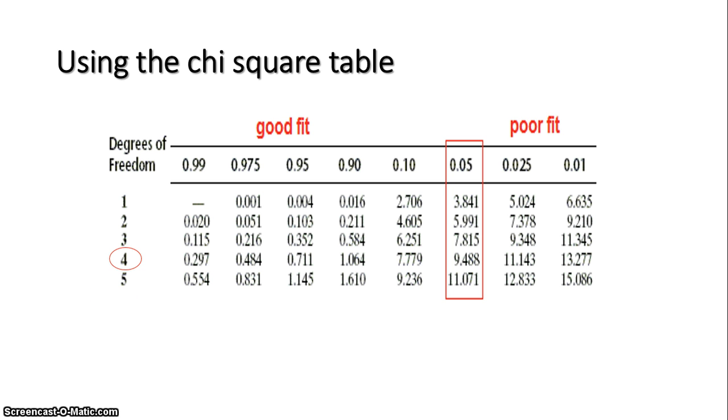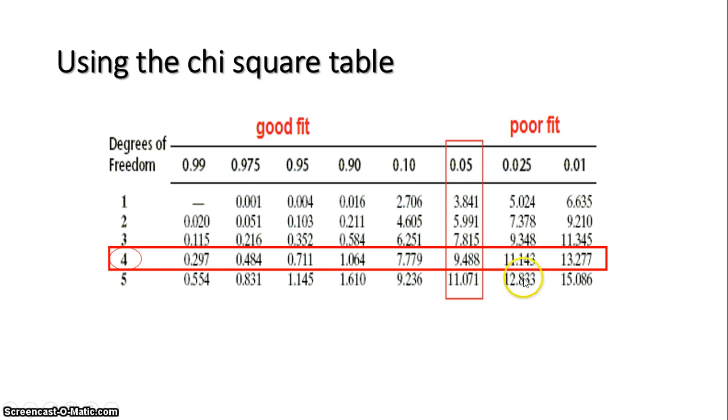Now I go over here and I am looking for what is closest to my number, which is this one right here. So my 11.143 is closest to what I came up with on my chi-squared table. And if I go up here, see how I have 0.025. It says poor fit. Don't let that mess you up. Poor fit is a good thing. Poor fit means we get to reject the null hypothesis.